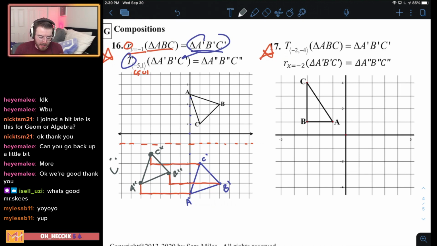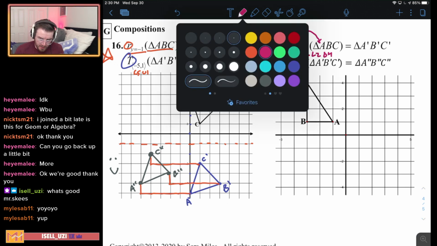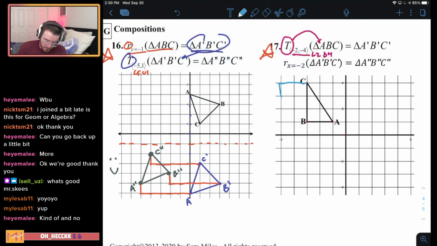So the last one's the other way around. What does it say to do first? It says to translate the triangle left 2, down 4. So let's do that. Left 2, down 4. Left 2, down 1, 2, 3, 4. There's C prime. Left 2, down 1, 2, 3, 4. There's B prime. Left 2, down 1, 2, 3, 4. There's A prime. So there's our first image.